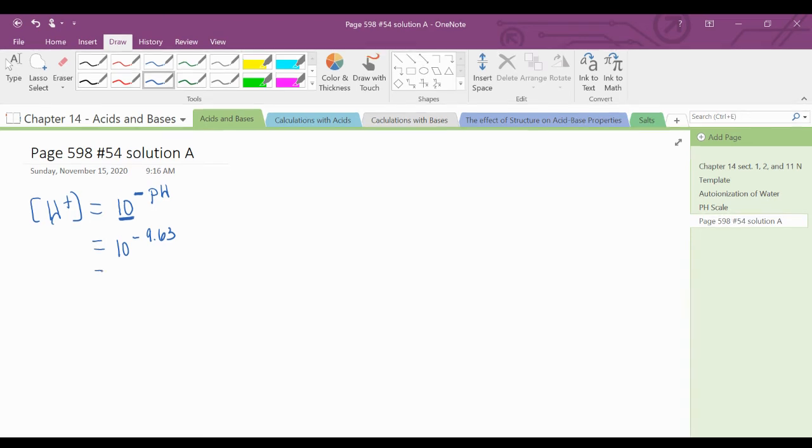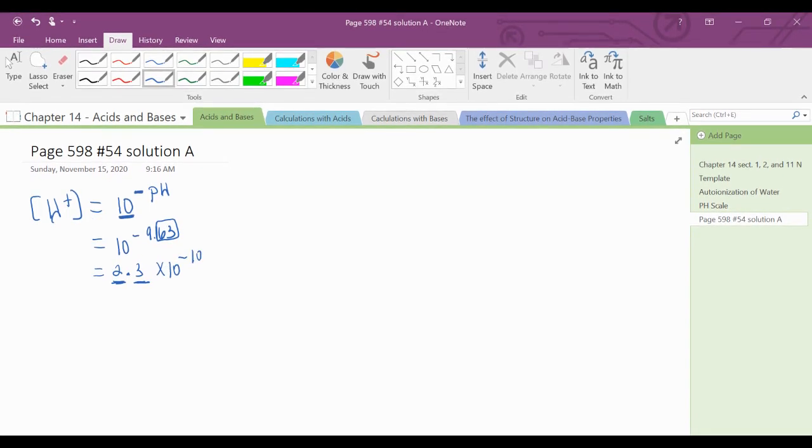Okay, so you should have an answer. Remember that this has 2 decimal places, so this means my concentration has to have 2 sig figs. So I get 2.3 times 10 to the negative 10th. And pH doesn't have a unit, but concentration we know does. It is molarity.